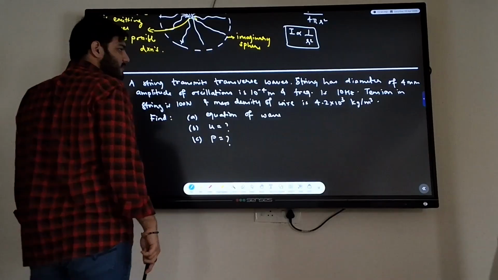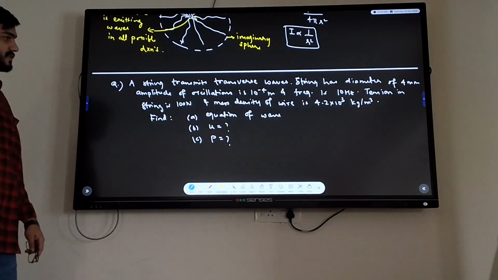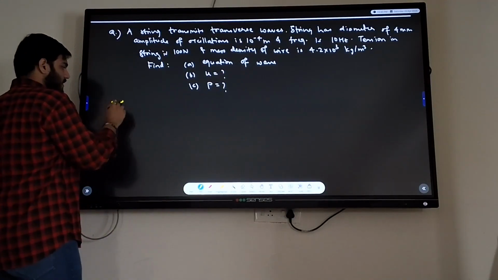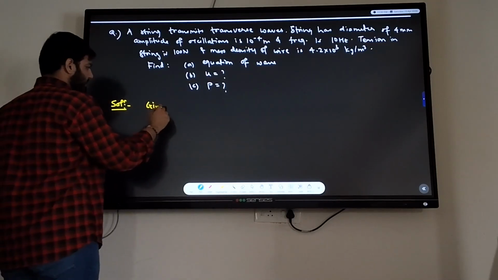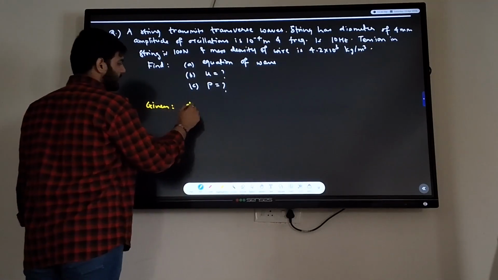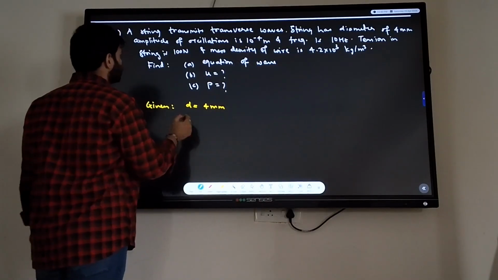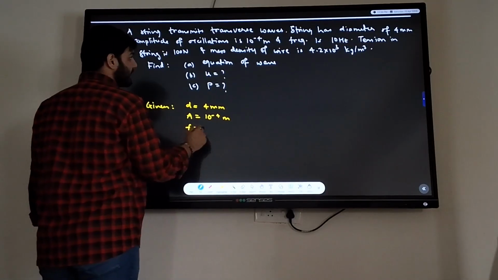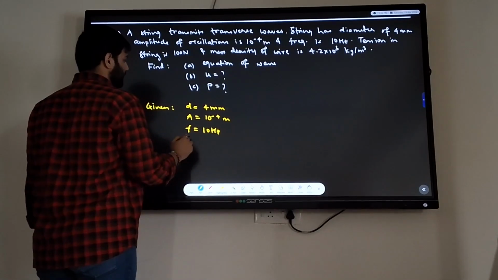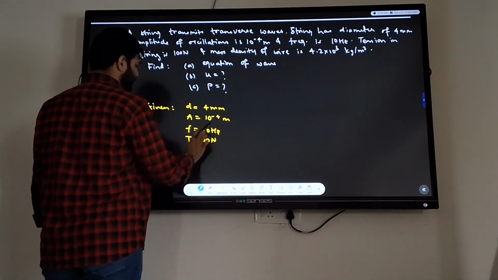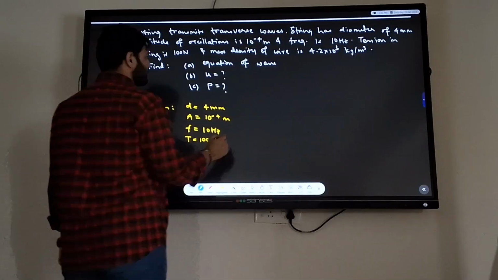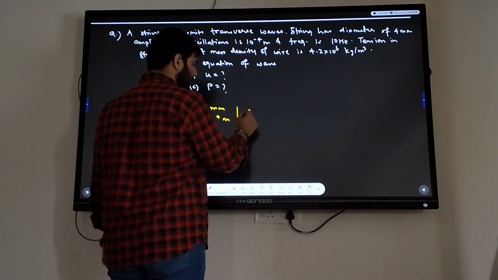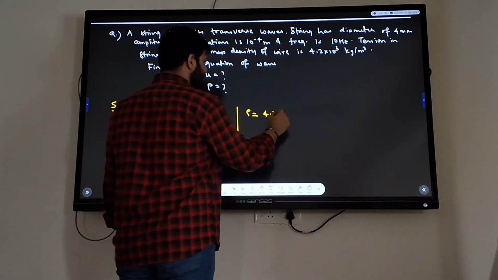It's given that it is going to be a transverse wave. Now they are asking to find the equation of the wave. There is so much information I should write. What is given? Diameter is 4 millimeter, frequency 10 hertz, tension 100 Newton, and mass density. This is not linear mass density, right? So rho is given.